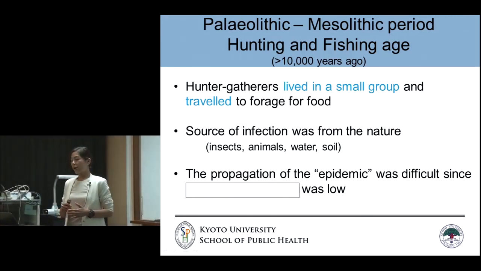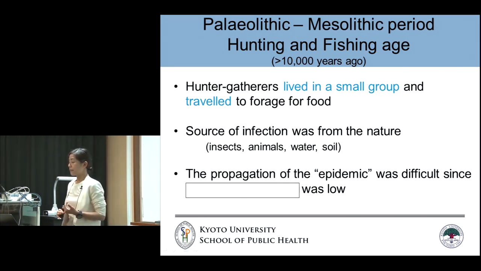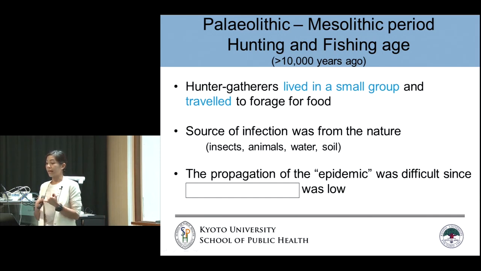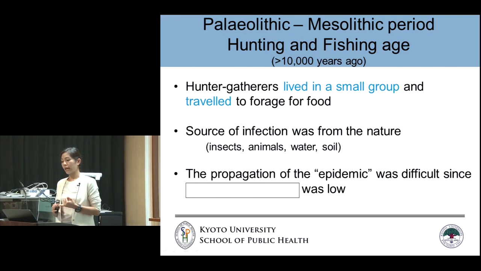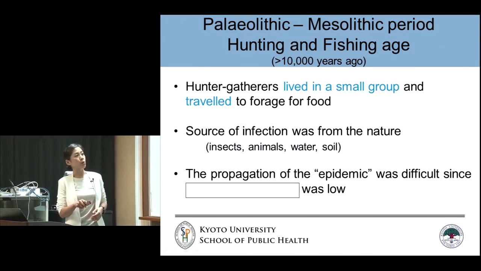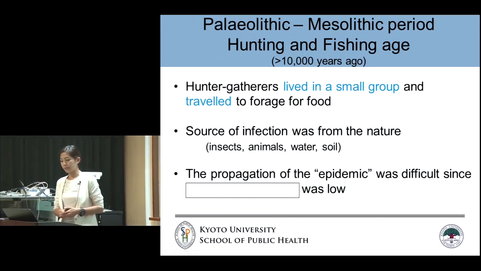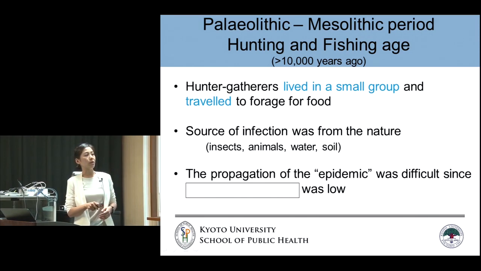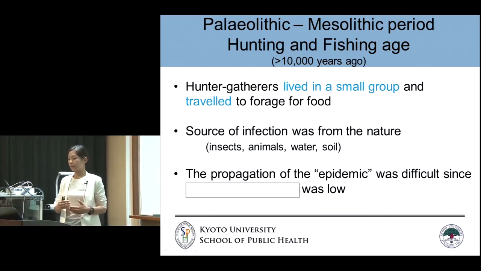So for almost the whole of human history, mankind has lived by carrying out two basic activities: hunting or fishing, and gathering edible items as hunter-gatherers. They lived in small groups and traveled constantly to hunt and forage for food. The source of infection was probably from nature, maybe from insects, animals, water, soil, and so on, but not from human to human.